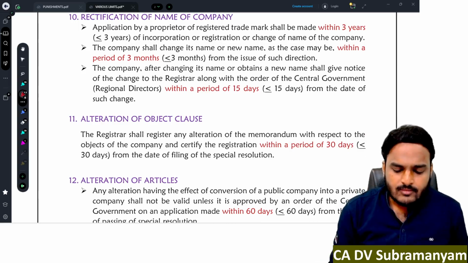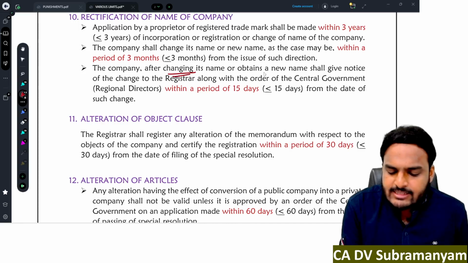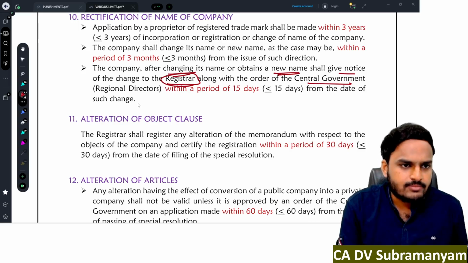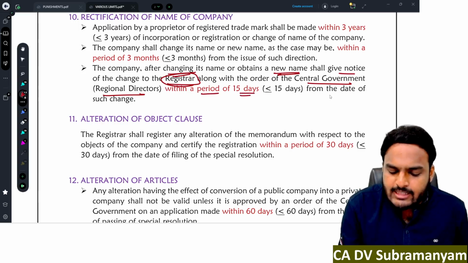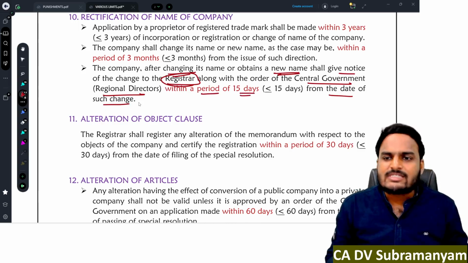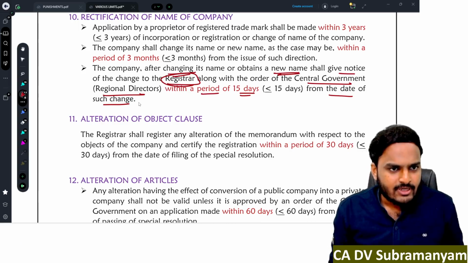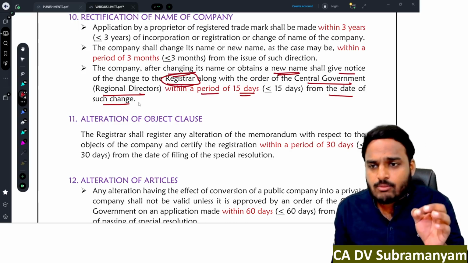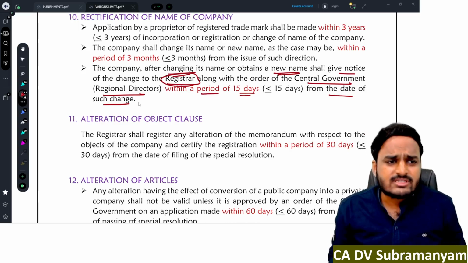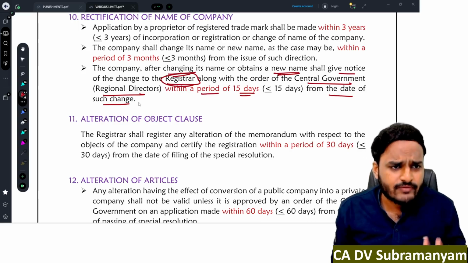Next one. And the company, after changing its name, obtains a new name, shall give notice of change to the registrar along with the order of the central government. Power already delegated to the regional director. Okay. So within a period of 15 days from the date of such change. So once the company changes its name, it has to communicate the same to the registrar within a period of 15 days from the date of change. The registrar will register the same and will issue a fresh certificate of incorporation.